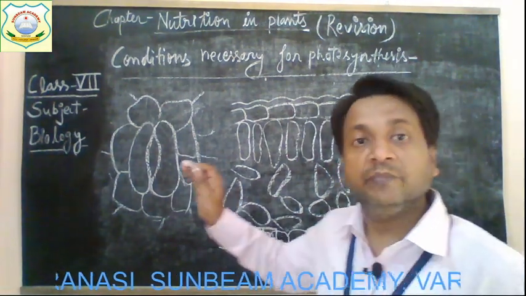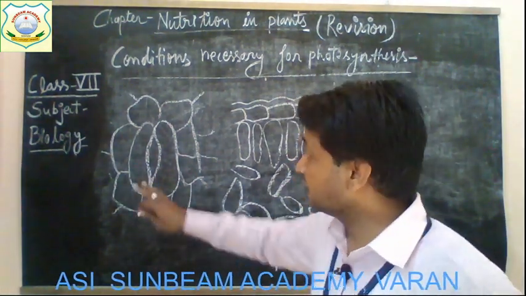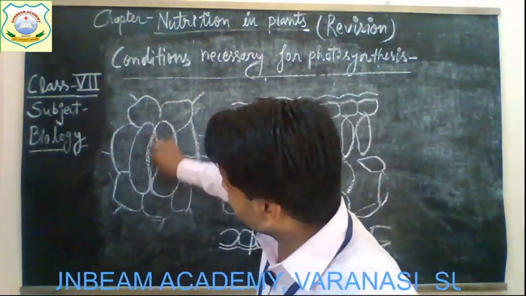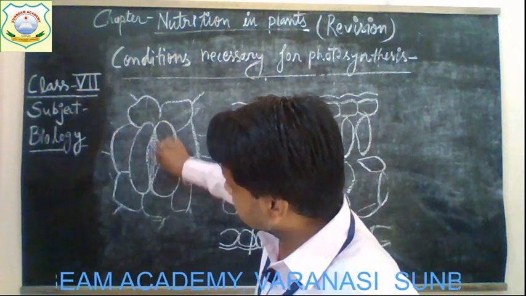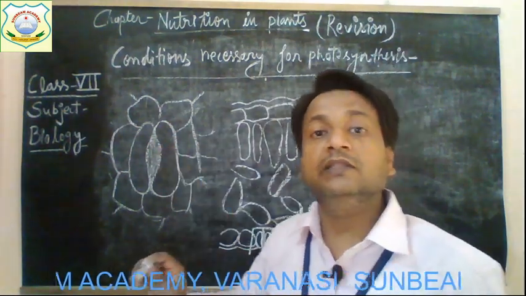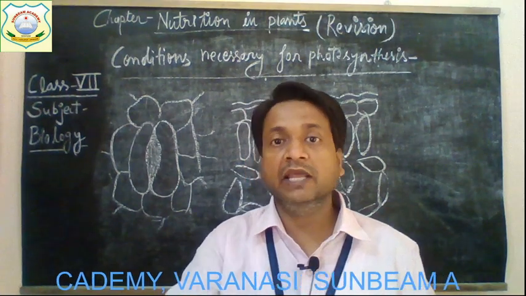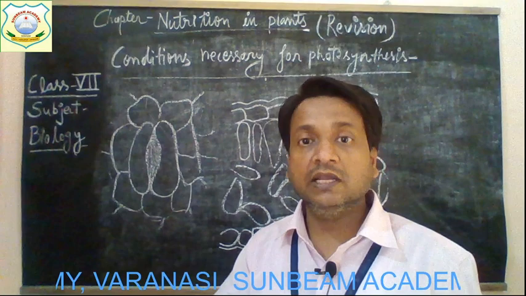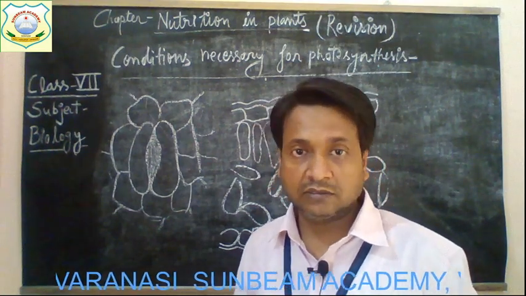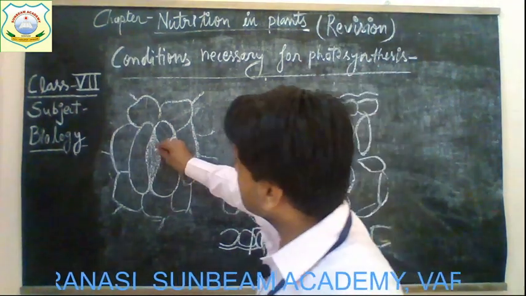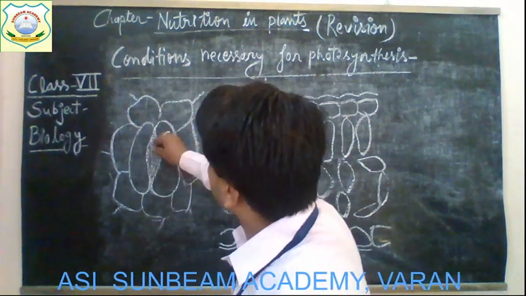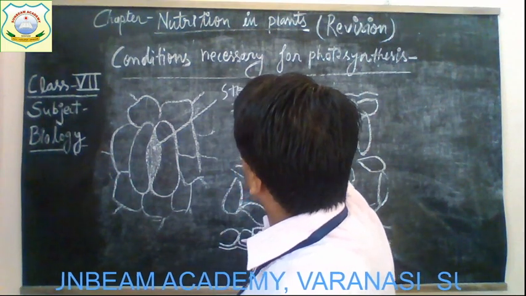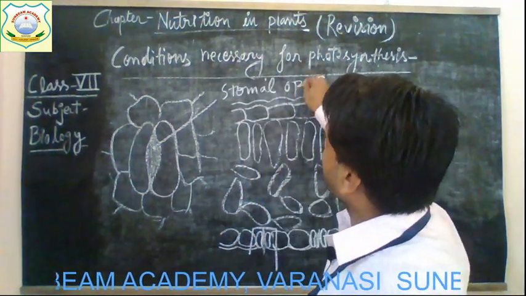Okay children, these two cells present here are known as guard cells. They are bean shaped cells and present in pairs, and between these guard cells the stomatal opening is present, and through this opening the materials are exchanged. Carbon dioxide enters the plant cells and excess water and oxygen are removed. Get it? So this is known as the stomatal opening.